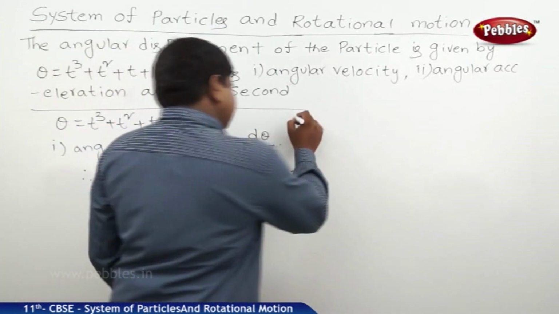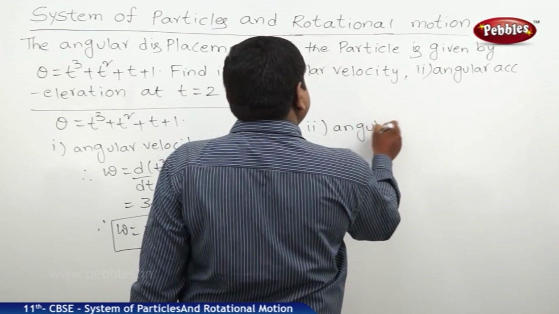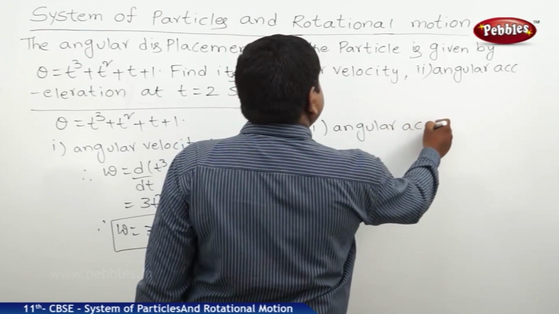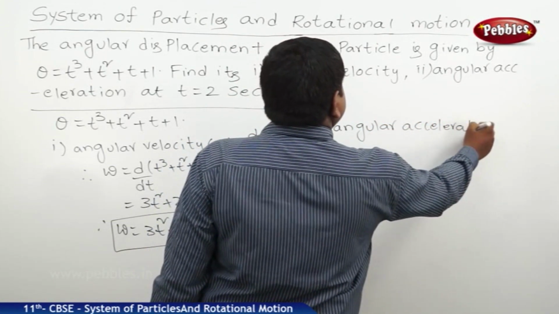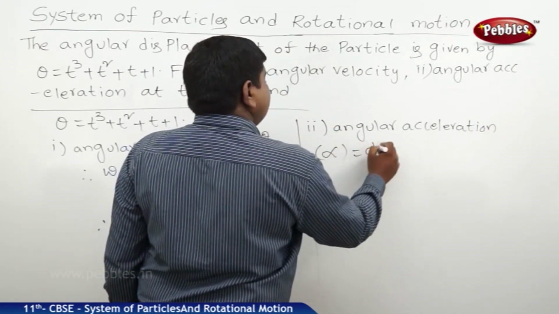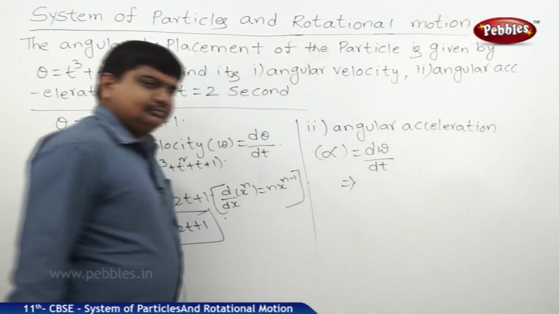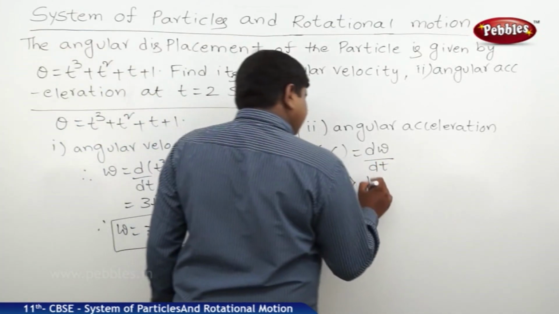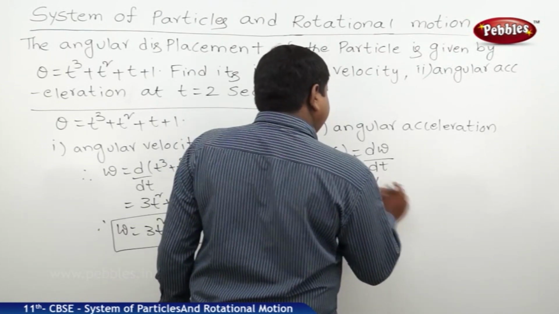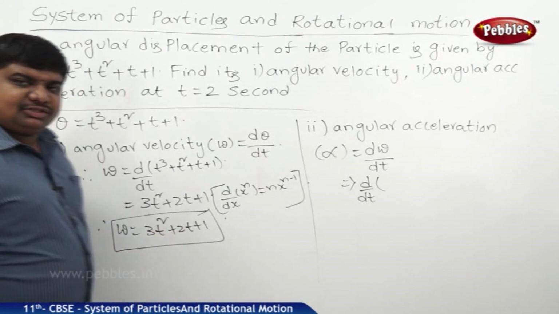The second part is angular acceleration. Alpha is equal to d omega by dt. Therefore d by dt of the omega value, which is 3t square plus 2t plus 1.